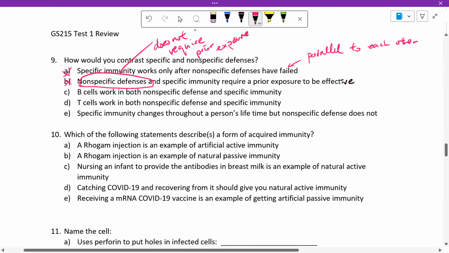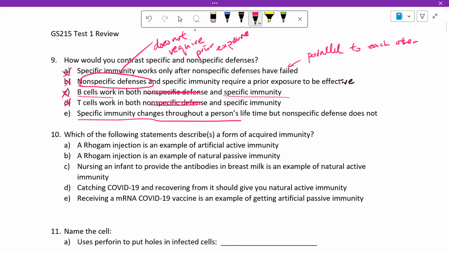B cells work in both non-specific and specific. Nope, only specific, right? B cell is part of adaptive immunity, part of specific immunity. Specific and adaptive mean the same thing. T cells work in both non-specific and specific? That's not true. Okay. Specific immunity changes throughout a person's lifetime, but non-specific defense does not.